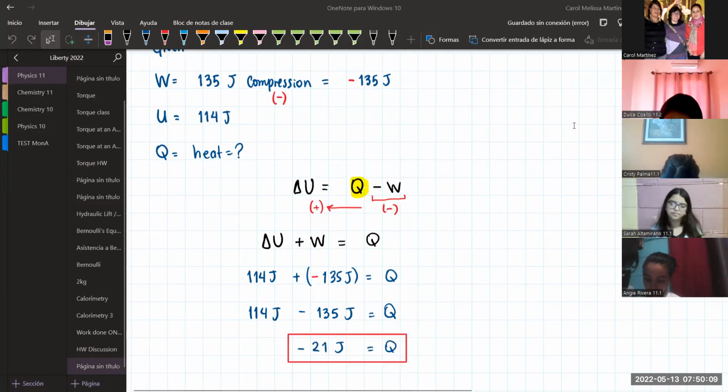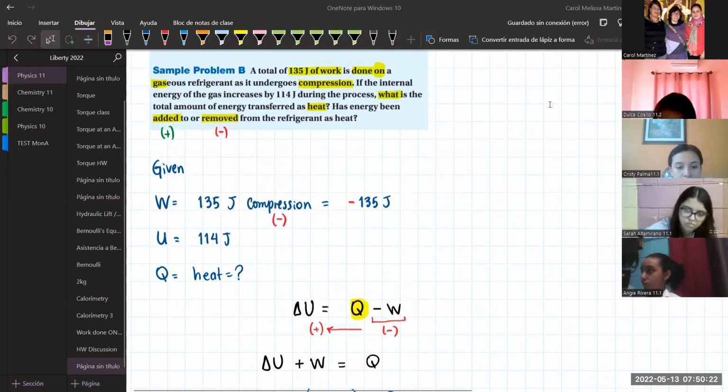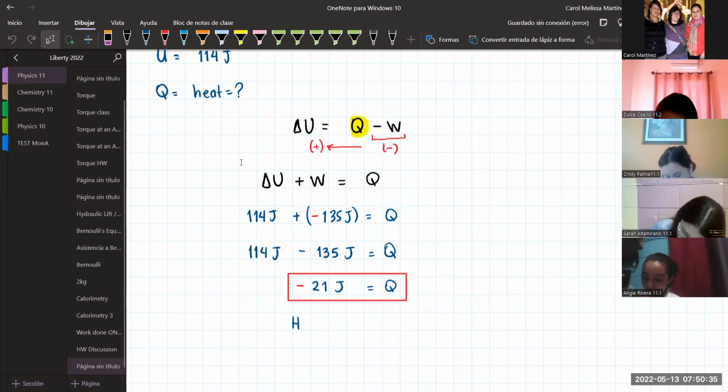Okay, what do we say with this? Because we have a negative sign, does it mean that the heat has been added or removed from the system? Removed. Okay? Remember, added is going to have a positive sign and removed is going to have a negative sign. So we can say that heat has been removed. Why removed? Because of the negative sign, from the system.